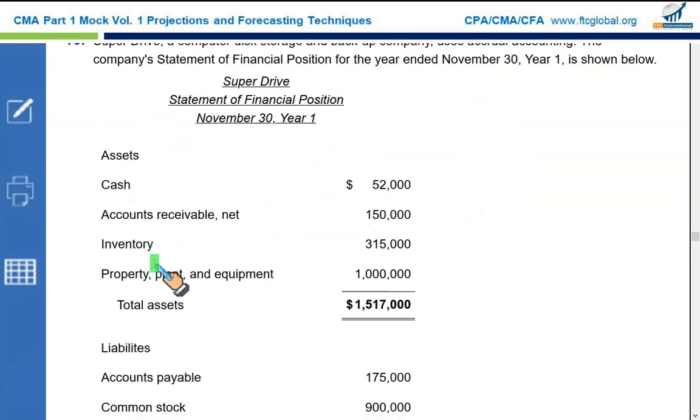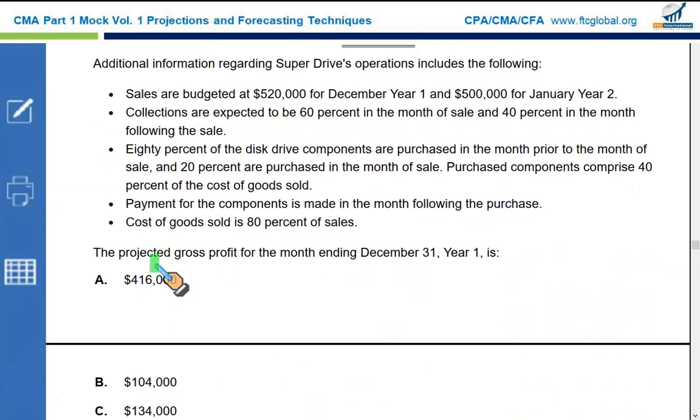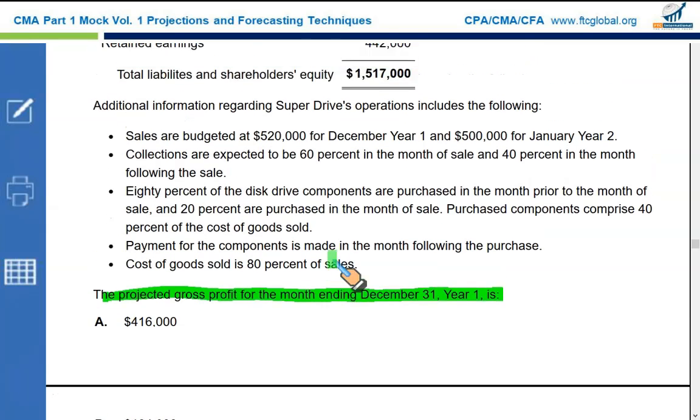This is a long question, much bigger. Whenever you come across a question like this, it is always recommended to read what exactly is required. The projected gross profit for the month ending December 31st, year 1. You need gross profit. Now we know what we need to find out. Let us see what is given.